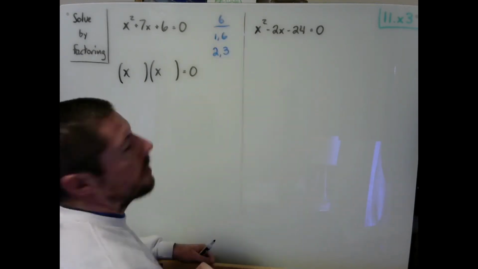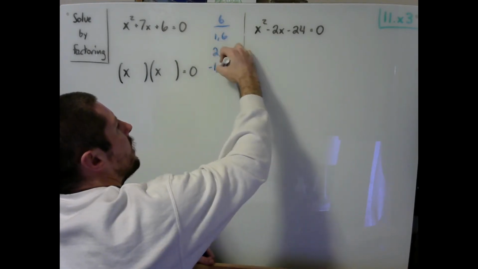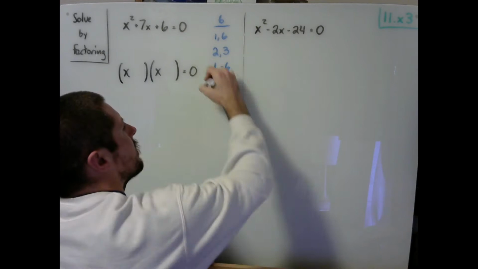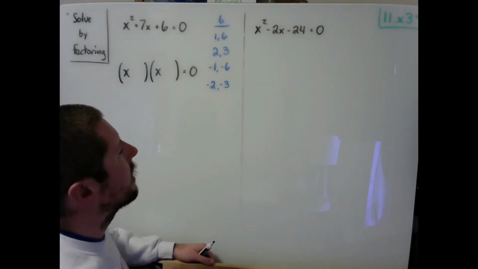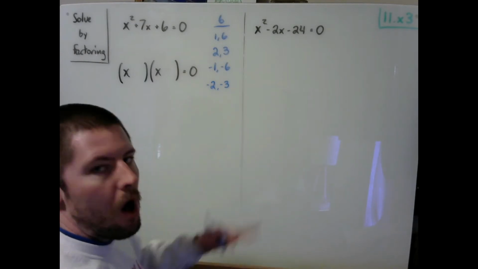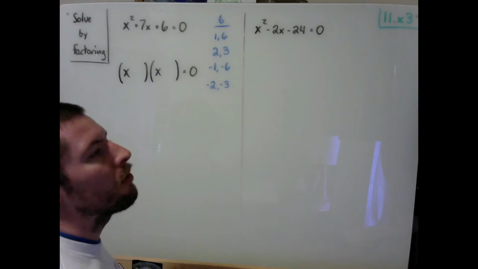And what's also true here is that there should be some negative pairs that go along with these. Negative 1 and negative 6, those two things multiply to 6. Negative 2 and negative 3, those two multiply to give us positive 6 right there as well. These seem to be all of the ways that I know that I can multiply two integers together and arrive at the product of 6.